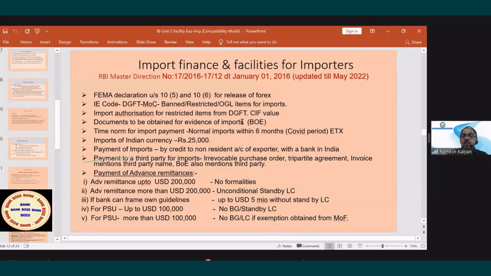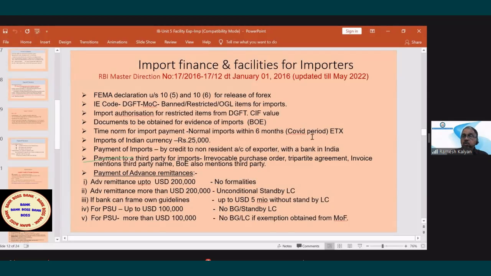Documents to be obtained as evidence of it. Bill of entry. Whenever the payment comes to you, you make the payment, and within normally 6 months, we have to see that the amount is repatriated. So what is the proof that the goods have come? When the goods reach the Indian shore, the customs will be issuing a bill of entry. The goods have entered the Indian shore. Now everything is done through the system. I will explain that in the next slide.